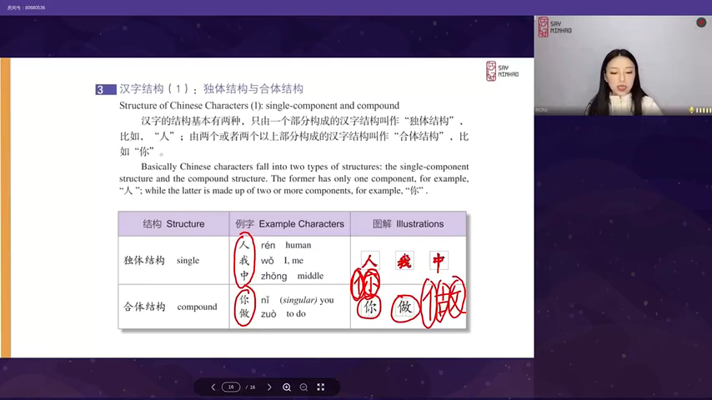So we can see it is really easy to see the differences between the single and compound structures in Chinese. So these are really easy to separate into different parts. Okay, and in the compound characters, compound component characters, we can see there are radicals. Radicals, okay, there are radicals. And we are going to learn the radicals later in the later classes, okay?